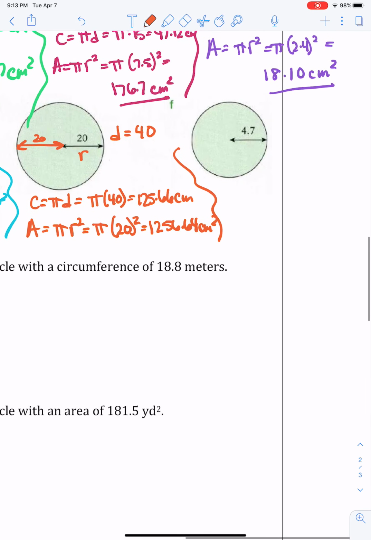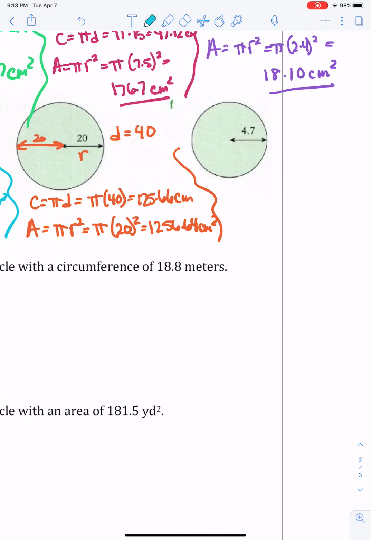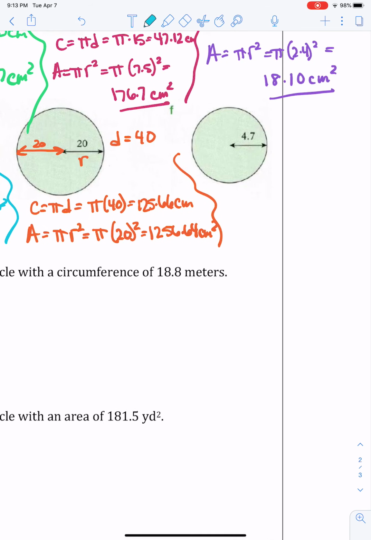I know it seems redundant to do these questions over and over again, but it will make a difference in your familiarity with both the formulas and how to use the information that you've been given. So this is my radius. The diameter is 4.7 times 2, so that's 9.4. Here's my diameter.